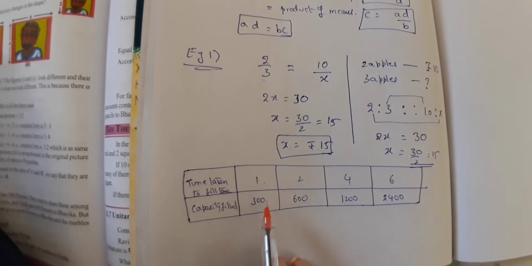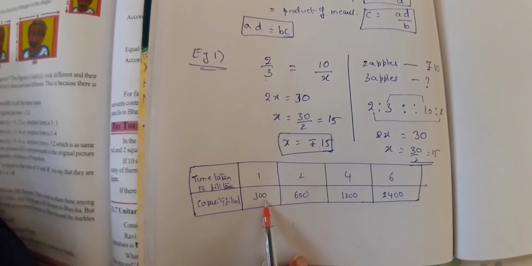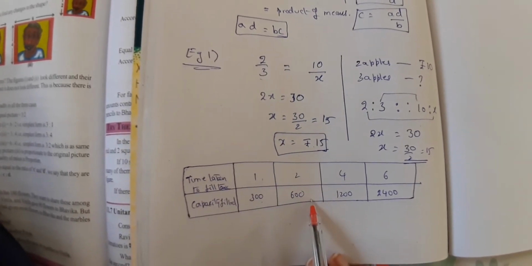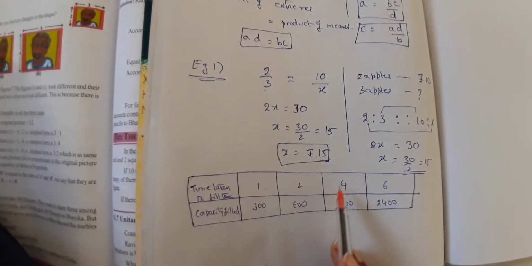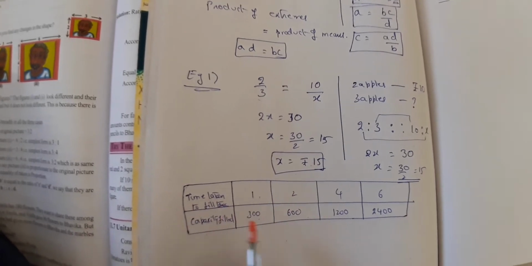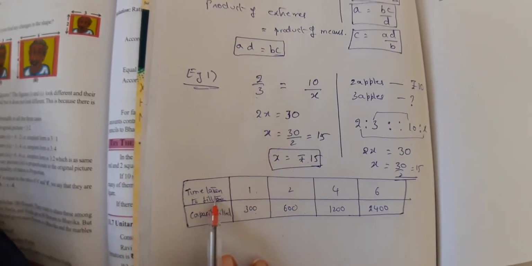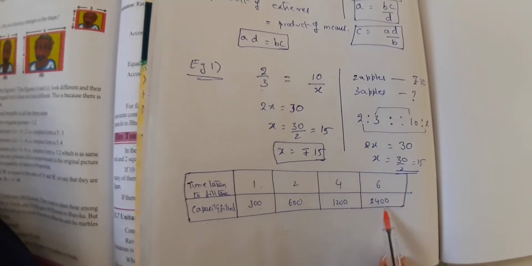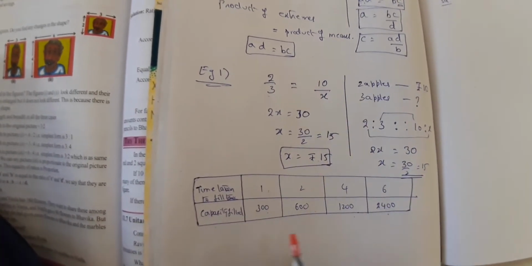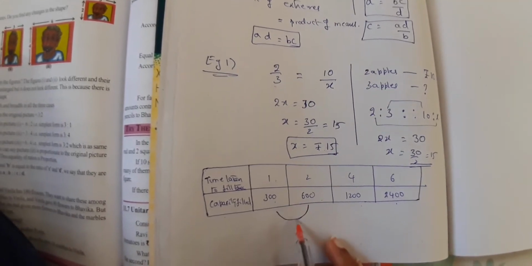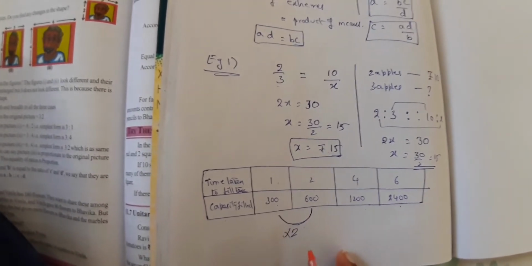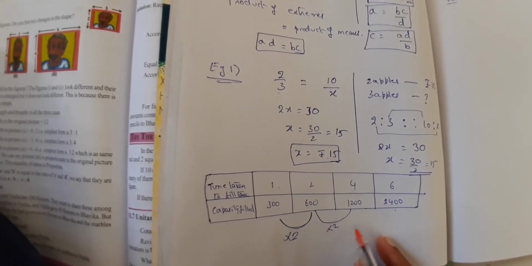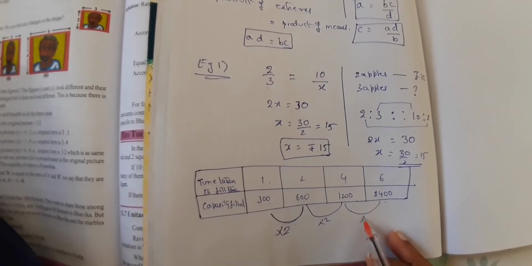Suppose in 1 hour, a tank is filled with 300 liters. In 2 hours it will automatically be 600, because it should maintain the same rate of filling. So 4 hours is 1200, 6 hours is 2400. See, now if you find out how it is, it is 2 times, is it not? Multiplication by 2. And now from here to here also multiplication by 2.